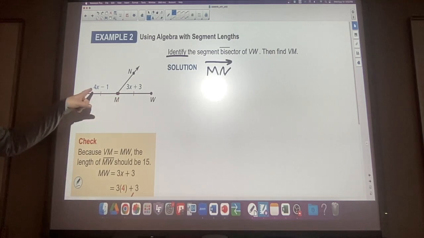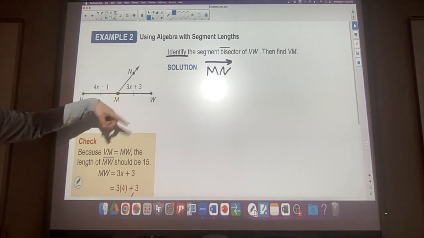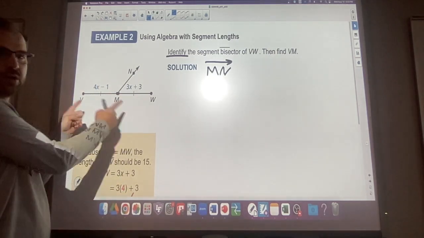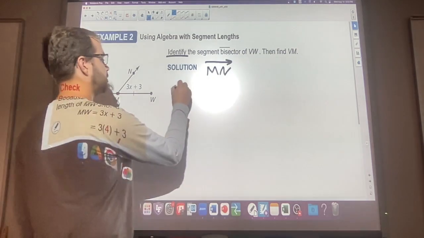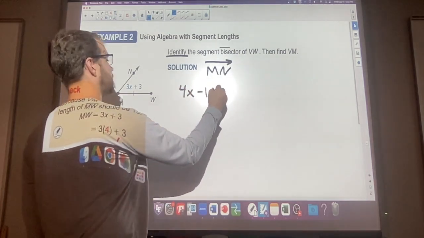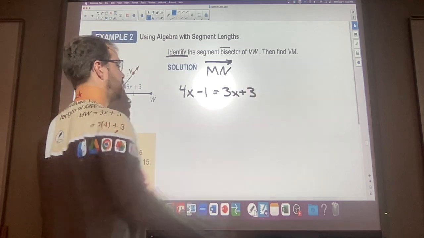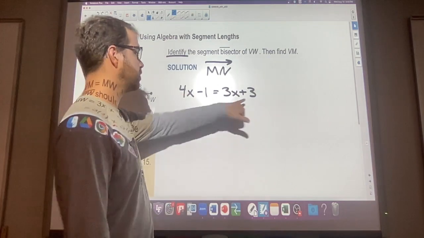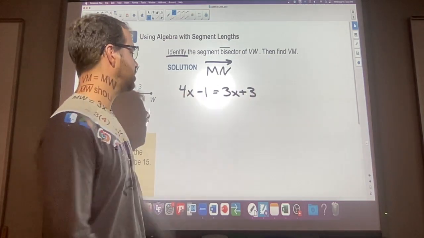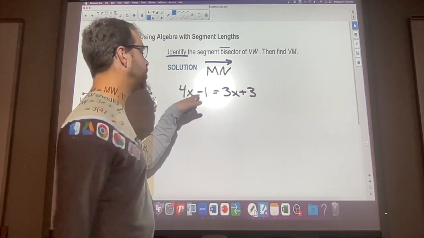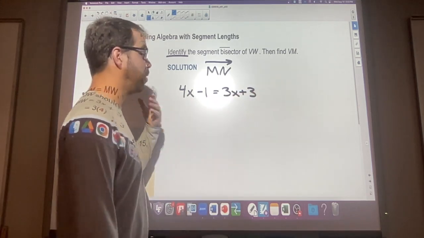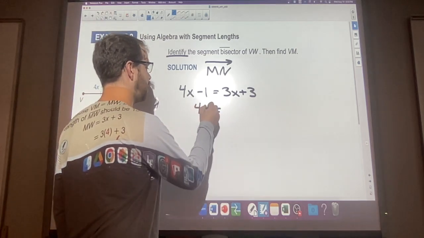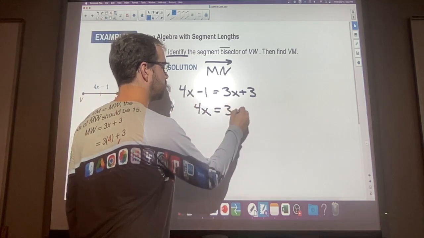Okay, now we have 4x minus 1 and 3x plus 3. So in order to find that, we're going to have to set these equal. We know that if this is our midpoint, they're equal to each other. So we get 4x minus 1 equals 3x plus 3. Hey, you've probably done something like this before. So we solve this. First thing we do, deal with our constants, the minus 1 and plus 3. You have some options here. Some people might add the 1, some people might subtract the 3. What I'm going to do is add the 1. It's going to be easier later, you'll see why. So I get 4x equals 3x plus 4.